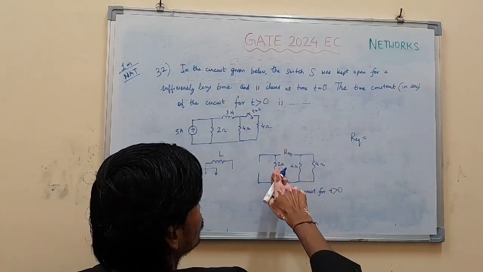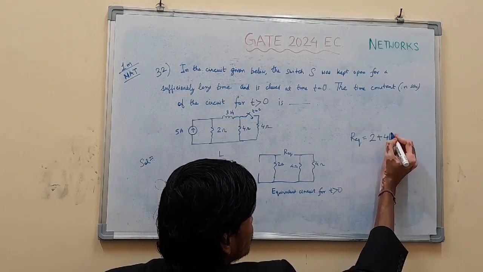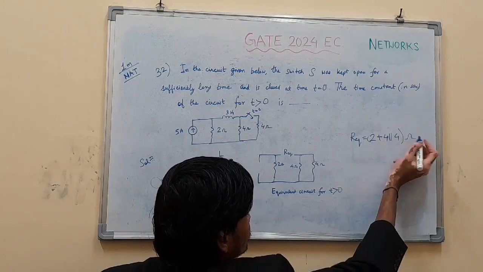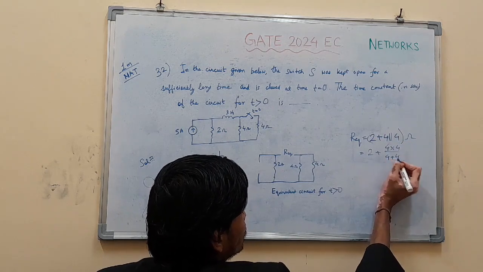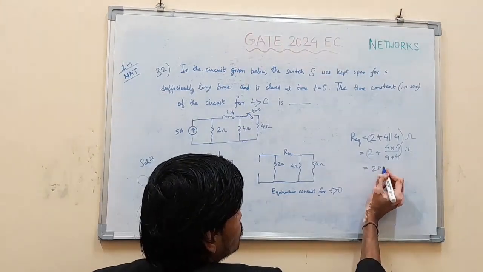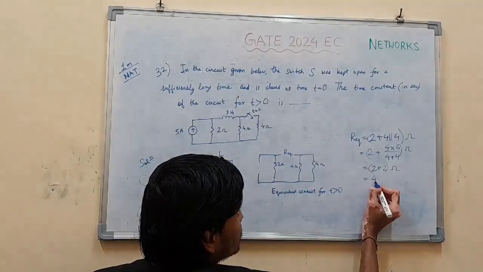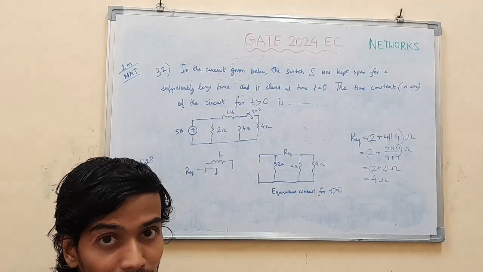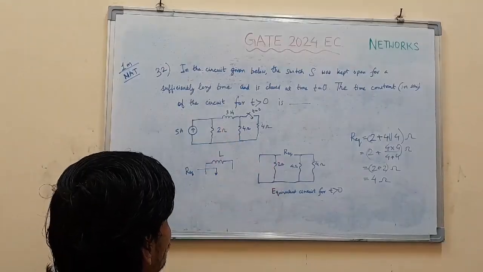Simply 2 ohm in series with 4 and 4 in parallel. So 2 plus 4 parallel 4 ohms. 2 plus 4 into 4 upon 4 plus 4. So this is 16 by 8, so 2. So 2 plus 2 ohm. So that will make it 4 ohms. Right? So the R equivalent across the inductor is 4 ohms.